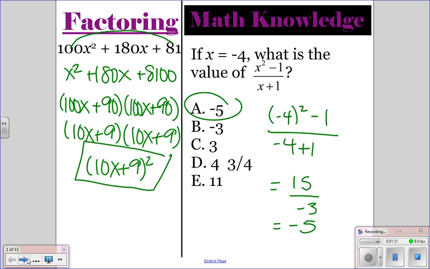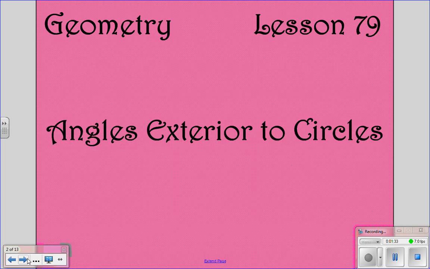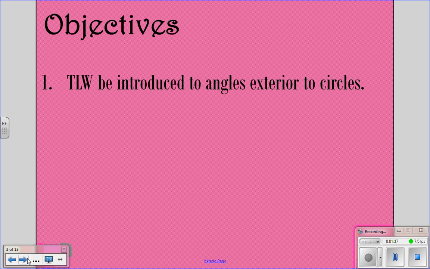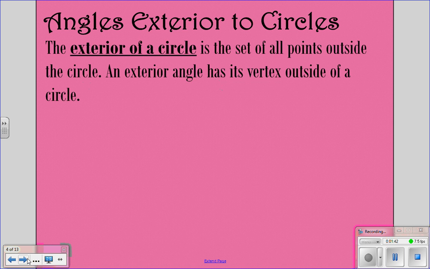So we're looking at lesson 79 today, angles exterior to circles. So hopefully after this lesson you'll understand angles exterior to circles. So the exterior of a circle is the set of all points that is outside of the circle. So all of the points that are on the outside of the circle. And an exterior angle has its vertex outside of the circle.